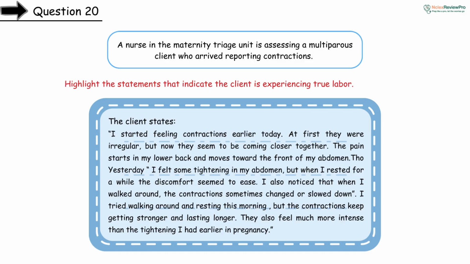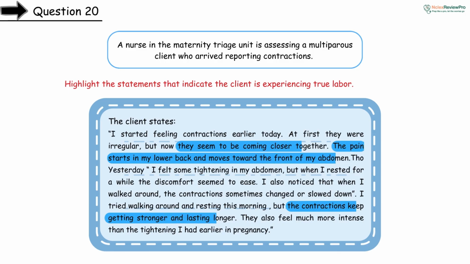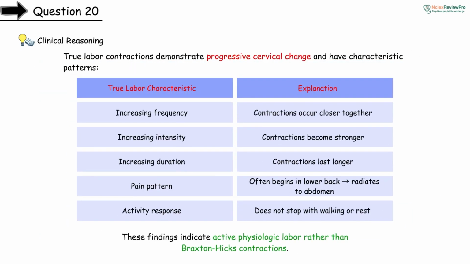Take a moment and identify the key phrases. The correct statements to highlight are: they seem to be coming closer together. The pain starts in my lower back and moves toward the front of my abdomen. The contractions keep getting stronger and lasting longer. Let's break down why these are correct.